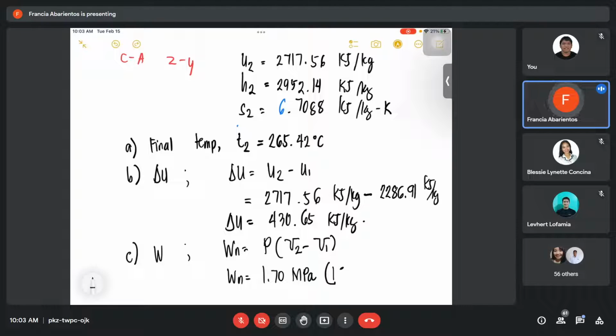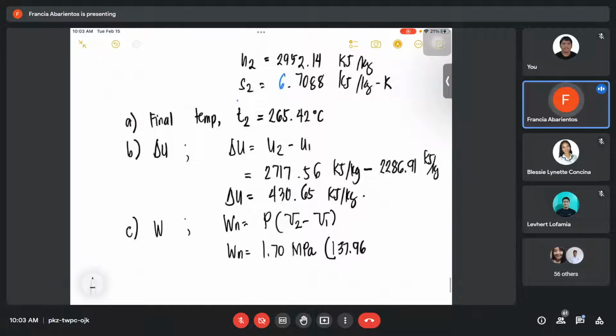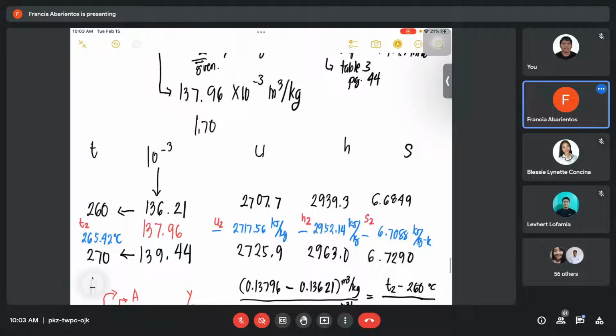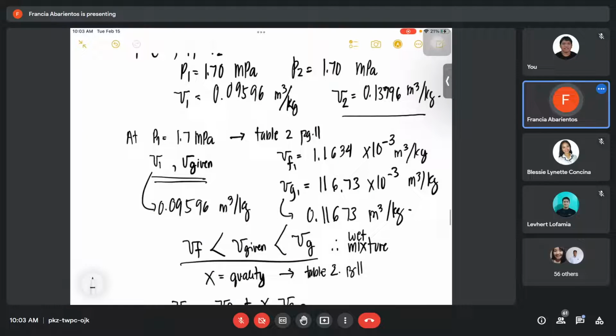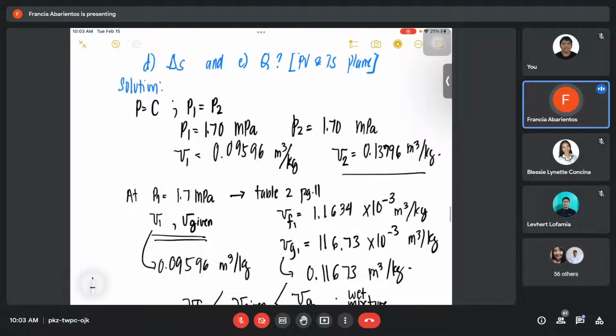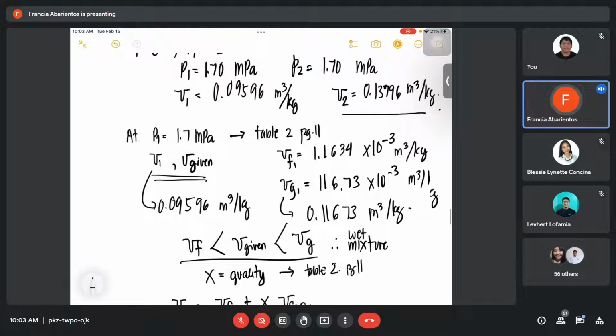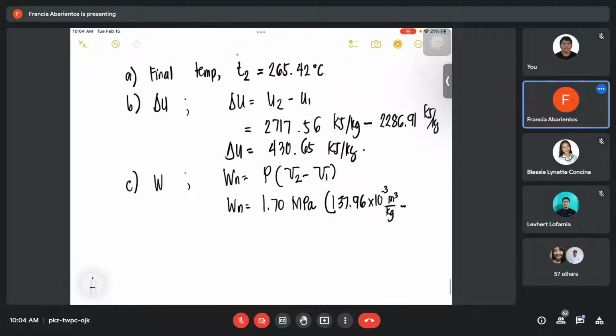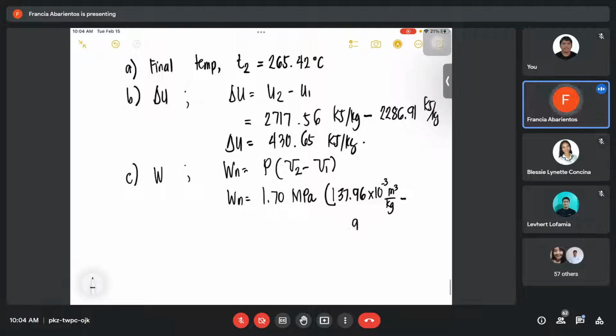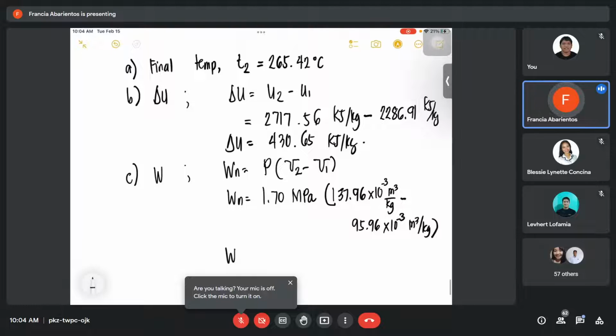137. Oh, wait. Okay, 137.96. Am I right? Given yun, class. Cubic meter per kilogram mass minus specific, given yung specific volume natin. This is 95.96. 95.96 times 10 cubic meter per kilogram mass. So, what is now your work? And the units. Sige nga.